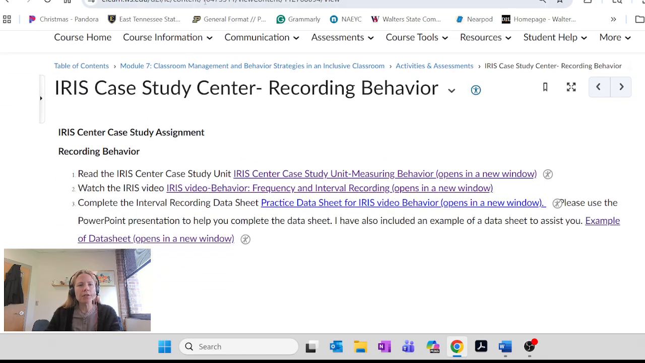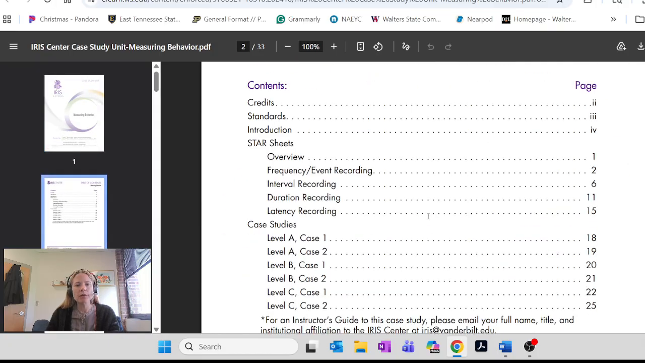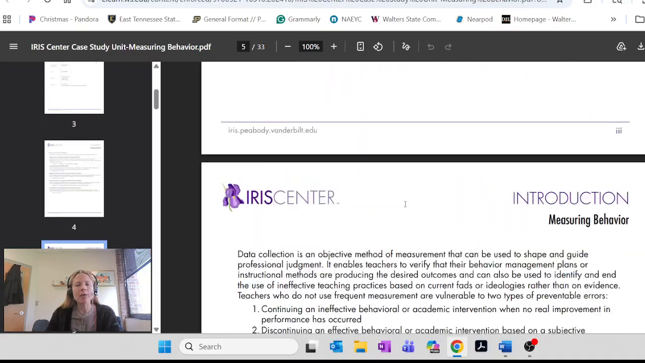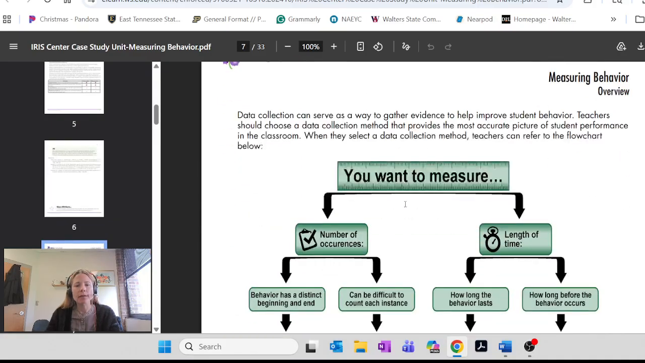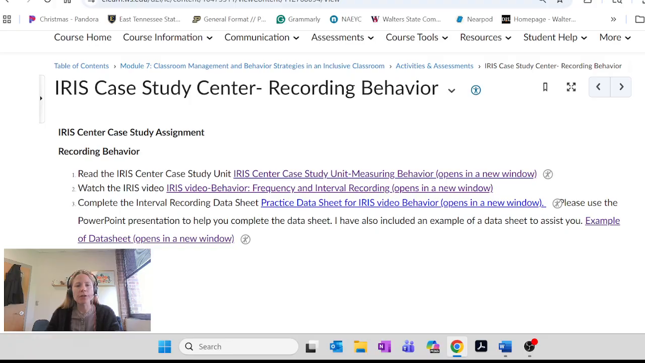So the first thing you're going to do is read and look at this Iris Center case study, measuring behavior. And what specifically I want you to look at is the different types of recording data. Remember, these are direct data you can collect, and how you would do a duration, or a latency, and what it's measuring. So this is a great resource for you.